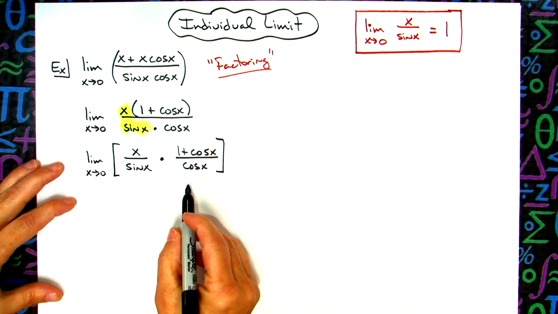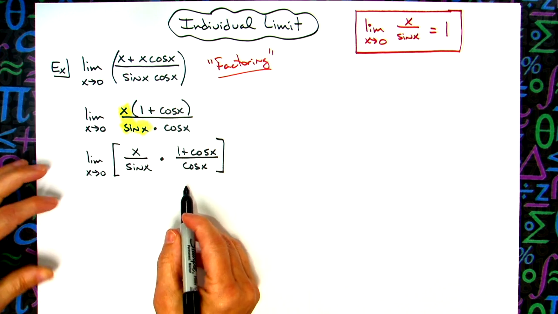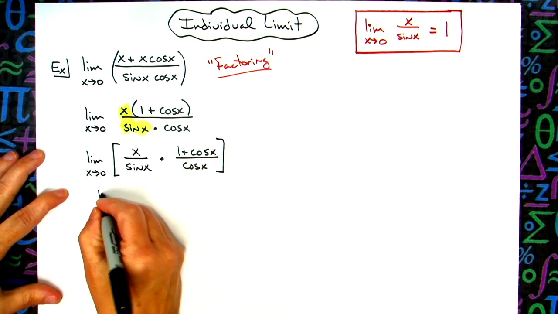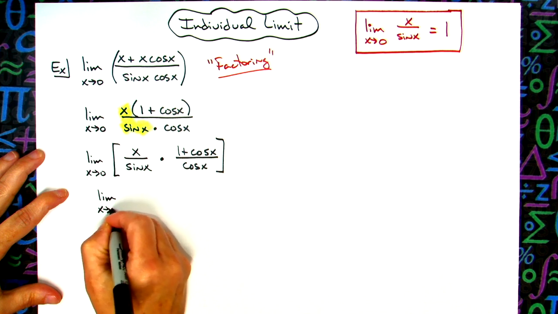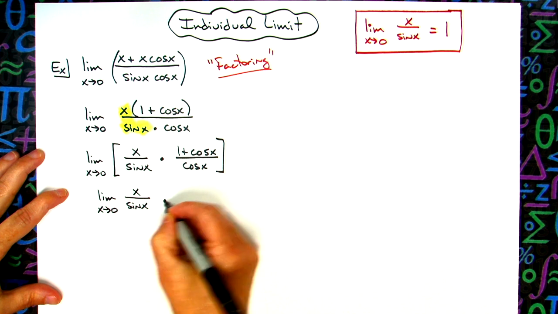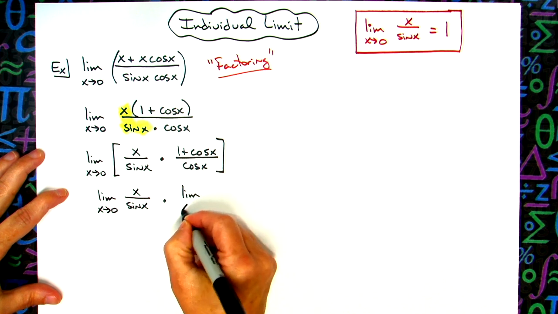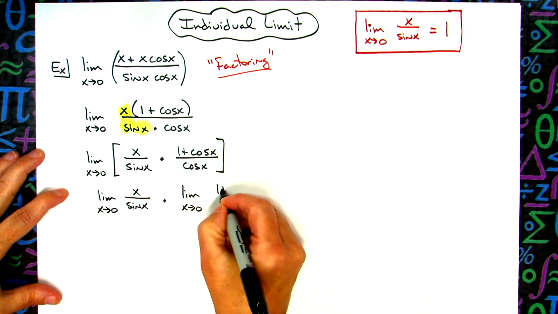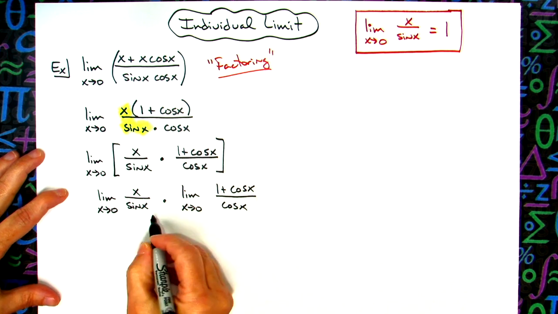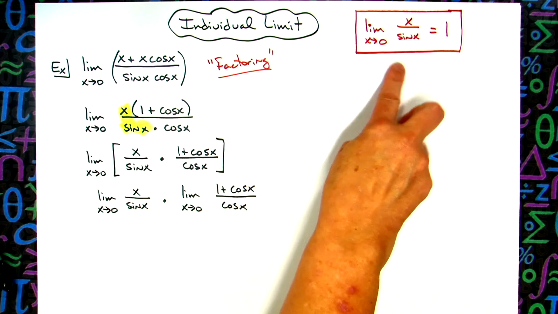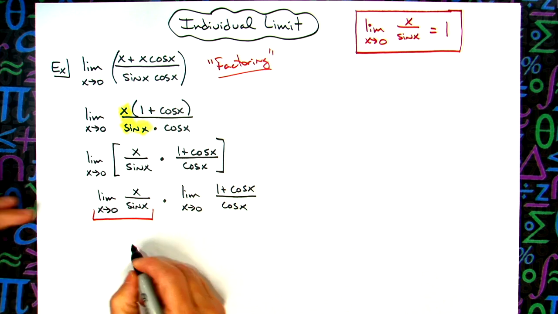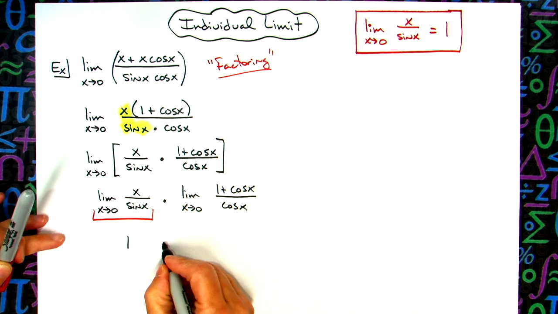Now at this point we can take advantage of our properties of limit, and I can take the limits of both of these individually. So I'm going to go ahead and write that step, the limit as x approaches 0 of x over sine x, and multiplied by then the limit as x approaches 0 of a 1 plus a cosine x, and then all over a cosine x. All right, so this one right here, from something that we've already proved earlier in the course, we know that that now has a value of 1, so that makes that part very easy.